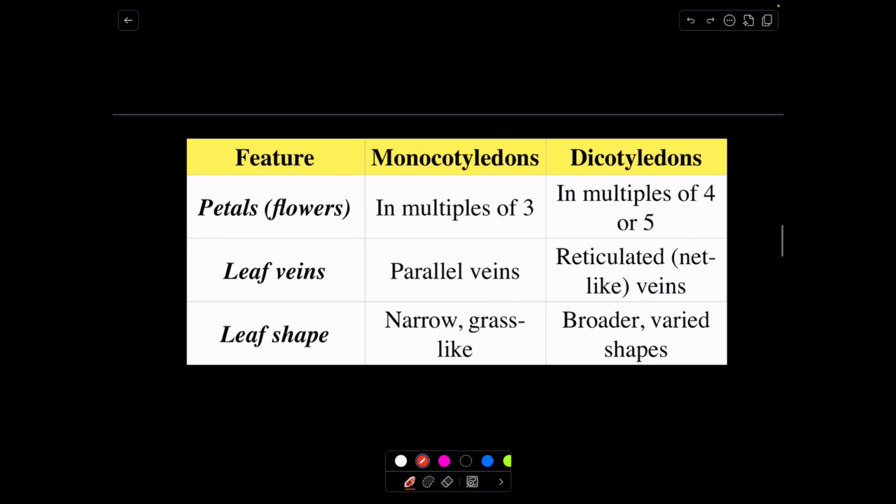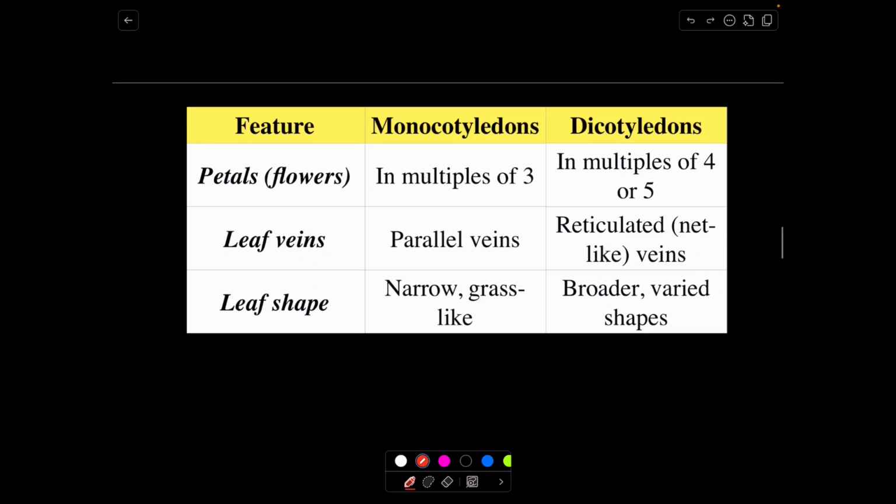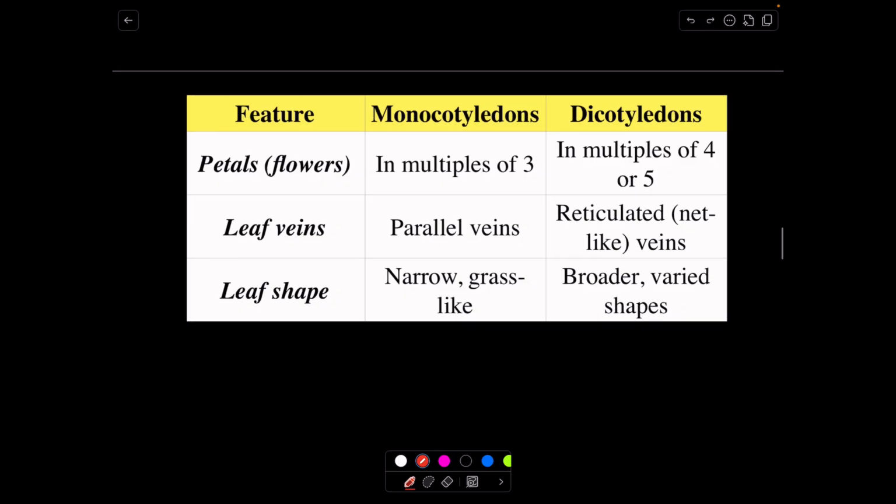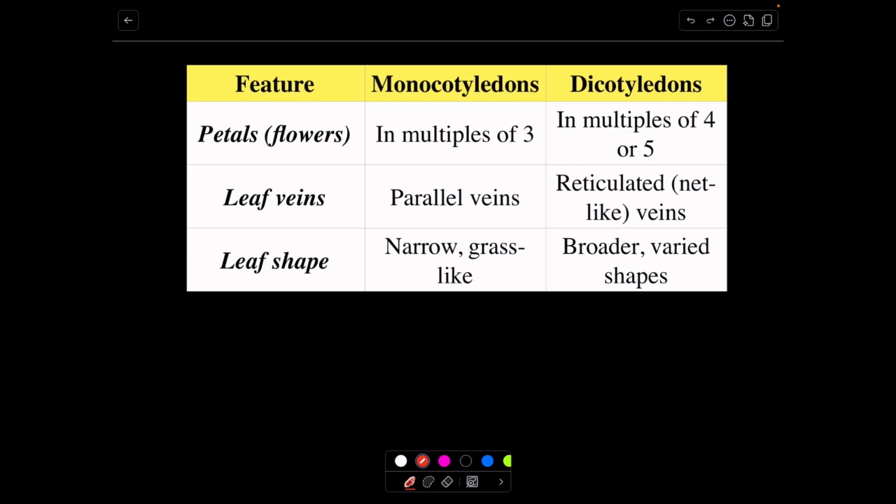Now, the next point in the syllabus is to compare monocots and dicots. For monocots, I would also suggest drawing the cartoon. They are in multiples of 3, parallel veins, and narrow grass-like. So the leaves would look something like this, guys. Okay? The veins, meaning the things that run through. If you've seen a leaf before, you'd see this, okay? The veins would be somewhat like veiny. You see this? They're parallel, okay?